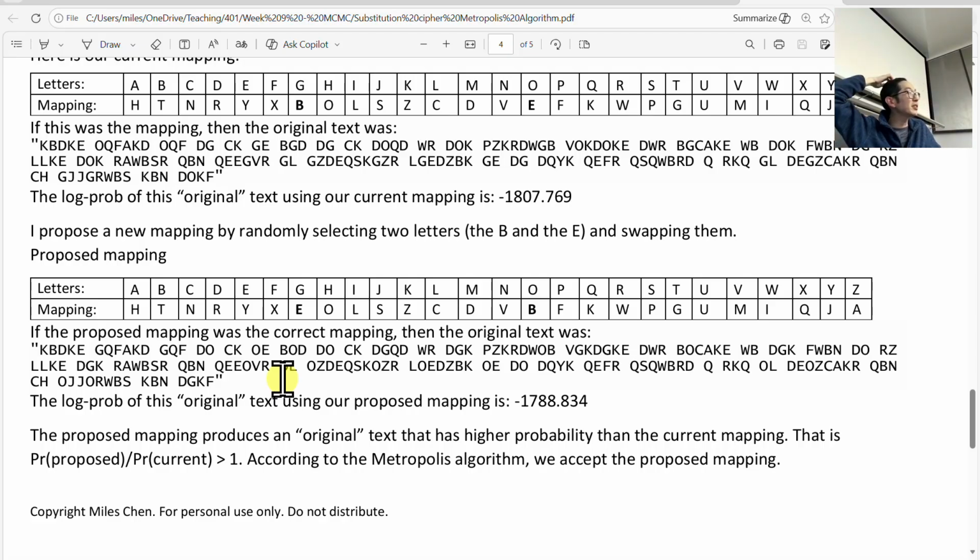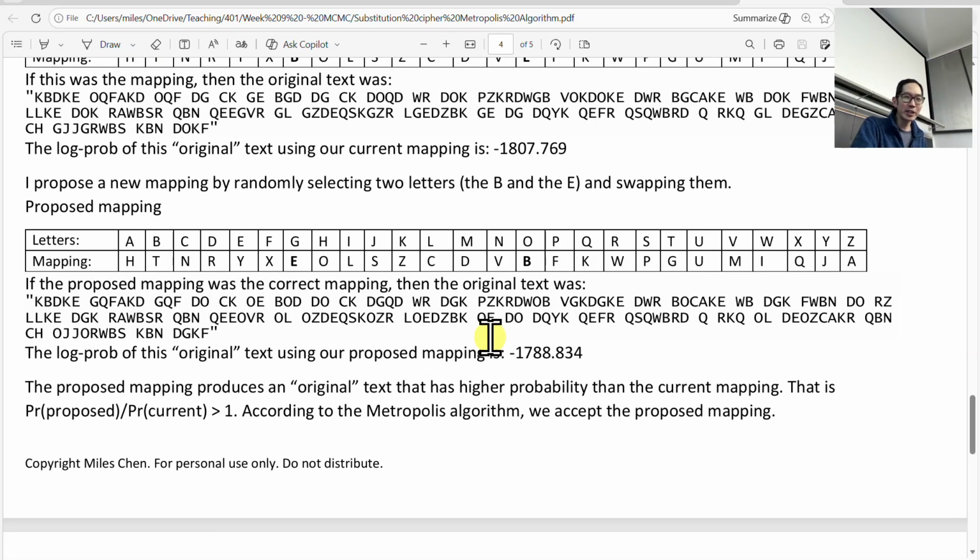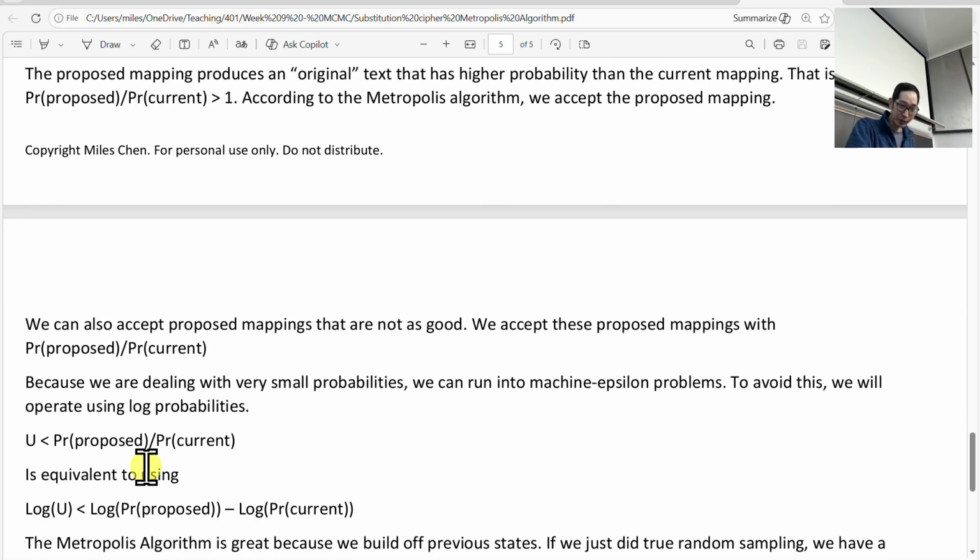Because remember, the total posterior distribution is proportional to the likelihood times the prior. The prior is the distribution across all possible letter mappings. And so we're just going to leave that as a constant because there's no reason to believe one letter mapping is more likely than another. So the final probability is going to be proportional to the likelihood, and then we're going to just evaluate the likelihood at the proposed letter mapping versus the current letter mapping.